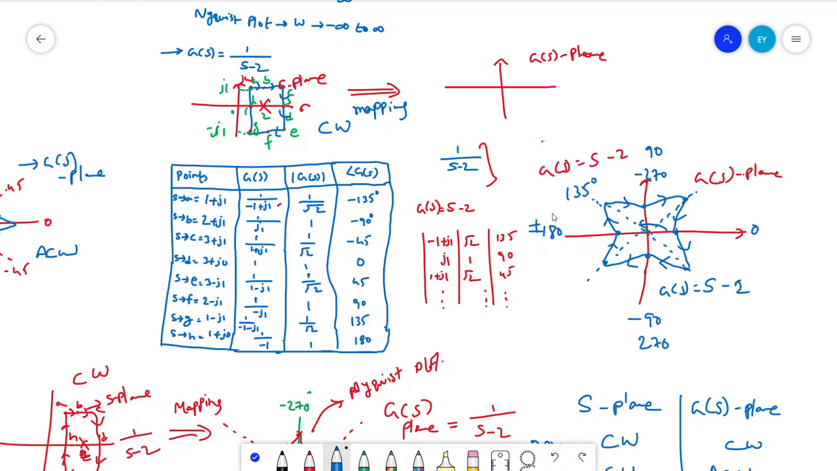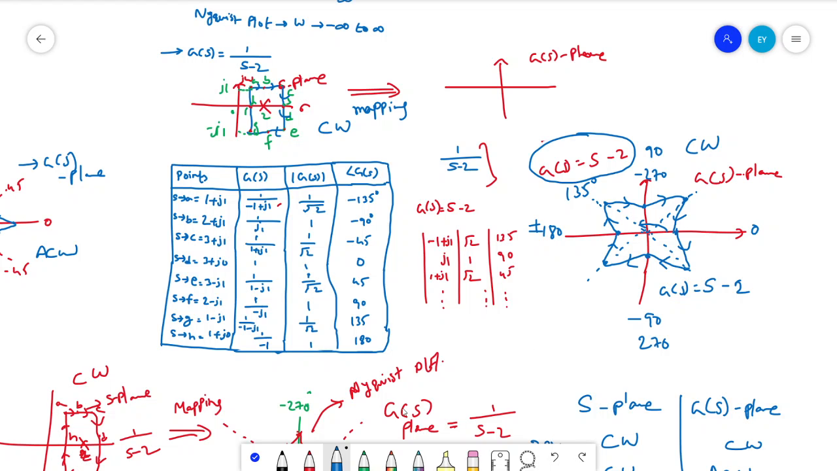See, the first point is 135 degrees and it is giving a root 2, and it is going to 90, then to 45, then to 0. And what I mean to say is, if you are using a zero, G of S is equal to S minus 2, the direction of the contour, the path which it travels, is actually clockwise direction, and it will end up at 135 degrees, right?